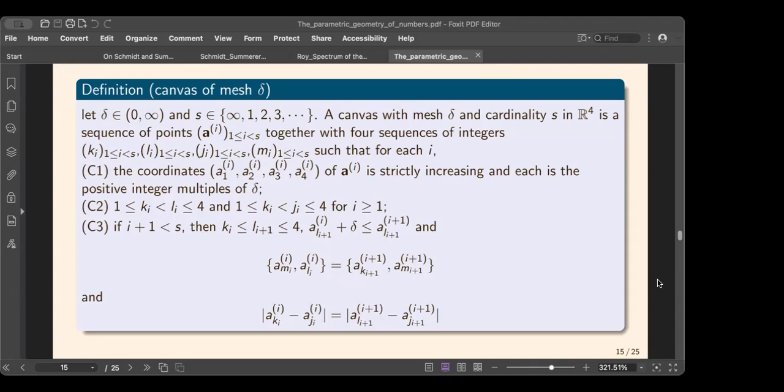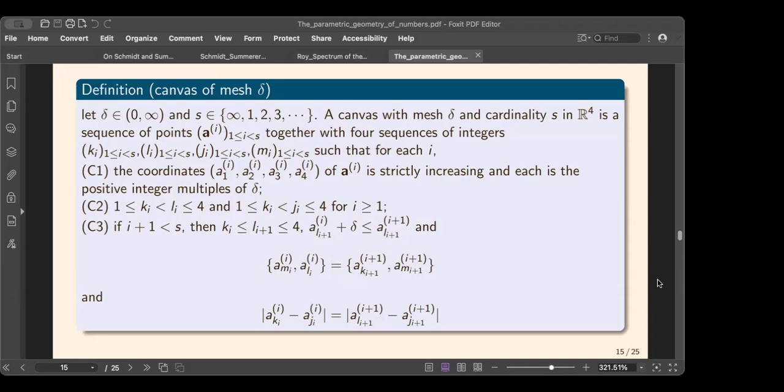I didn't understand well. Sorry, can you repeat? So in C3, look at C3, you have 2 pairs of points, ML and KJ. First is the pair M and L.